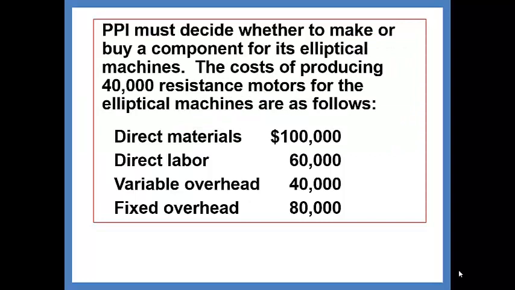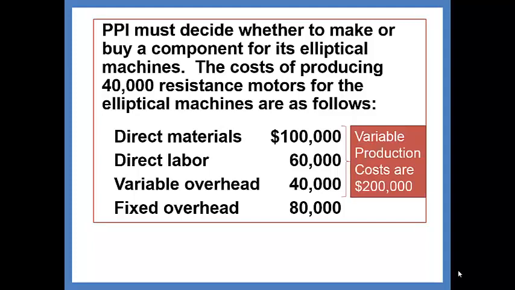PPI must decide whether to make or buy a component for its elliptical machines. The cost of producing 40,000 resistance motors for the elliptical machines are as follows. Direct materials 100,000, direct labor 60,000, variable overhead 40,000, fixed overhead 80,000. Now with this information, a lot of times it is good just to combine the variable production costs because they behave the same way. If you incur materials cost, you're also going to incur labor and variable overhead. So I added these up just to simplify the problem, and they total $200,000.